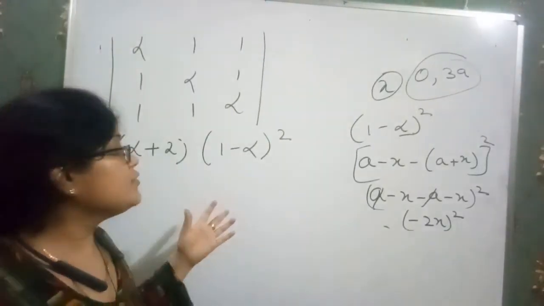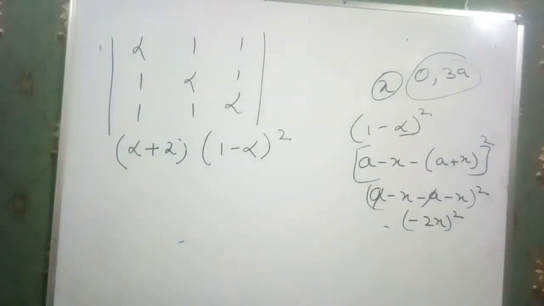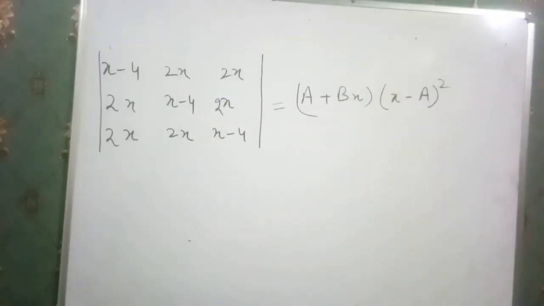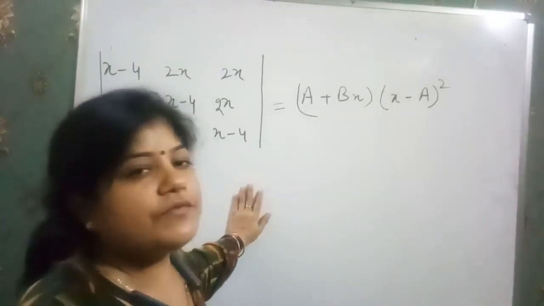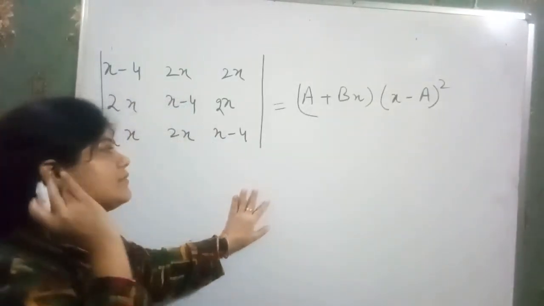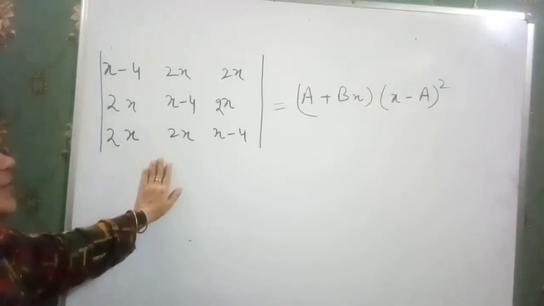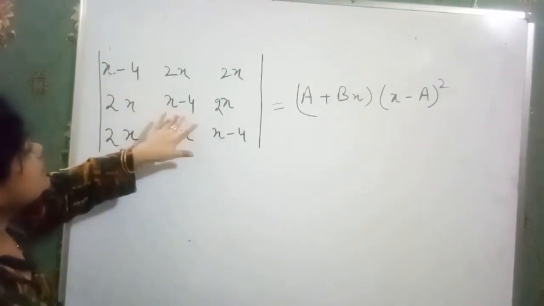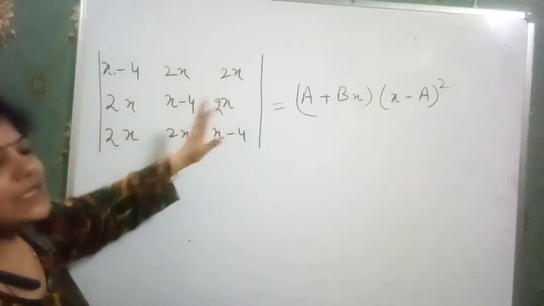I am going to take the next question using the same formula. This is another question which was asked in the previous year examinations of JEE Mains, and it is also based on the same formula which I told you earlier. You just see that the trace elements are the same, x minus 4, x minus 4, and we have 2x in the same places.